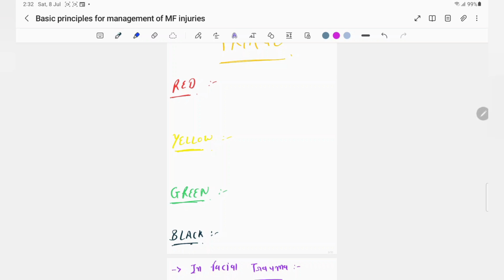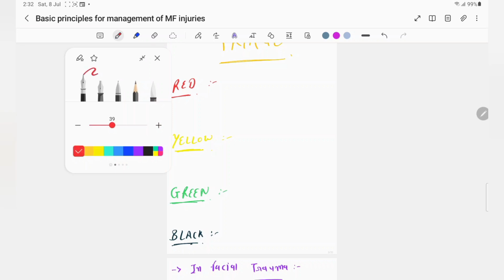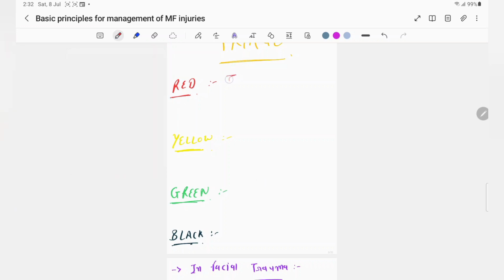In red, the patients are those who need immediate treatment. Okay, meaning if you don't give them immediate treatment, it is possible they will not survive. So immediate treatment is needed, for example, patients with airway obstruction and patients with external hemorrhage, right? In this situation we have to give them immediate treatment.